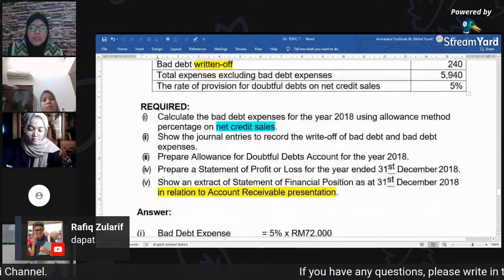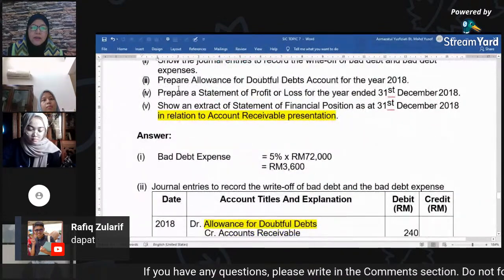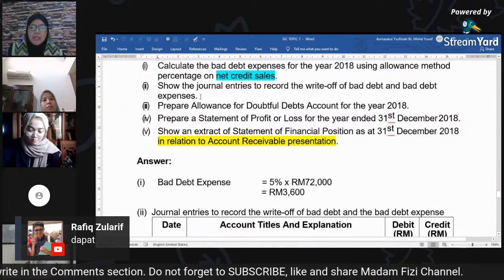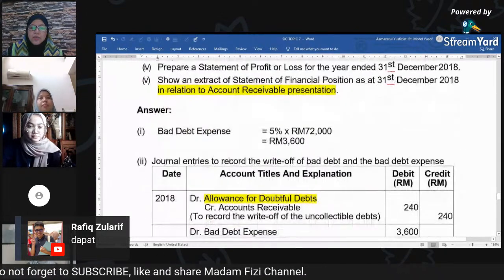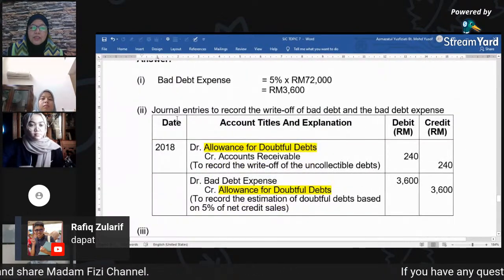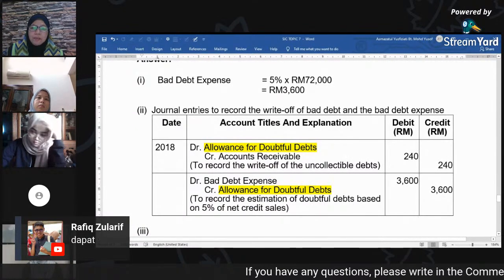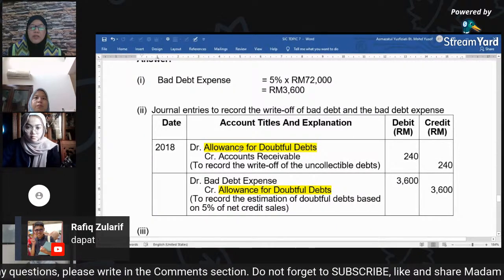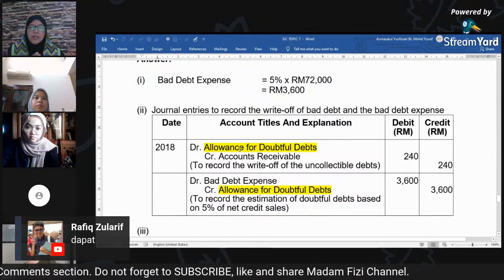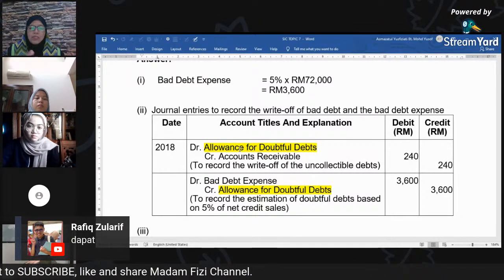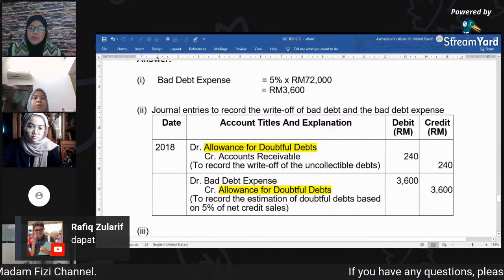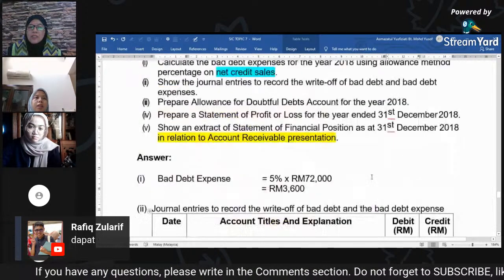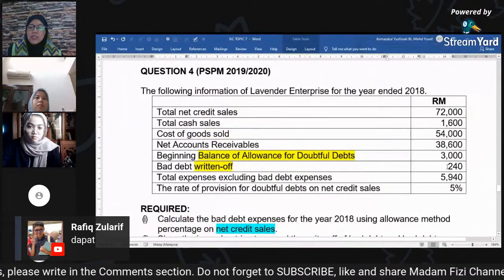Okay, so we move to 2 Roman question. Show the journal entry to record the write-off of bad debt and bad debt expenses. Okay, so journal entry to record the write-off bad debt, debit allowance for doubtful debt. Why allowance for doubtful debt? Because this company already uses the allowance method. Okay, so we debit allowance for doubtful debt and credit accounts receivable 240. How do we get 240? Because look at the question, it is already given 240.